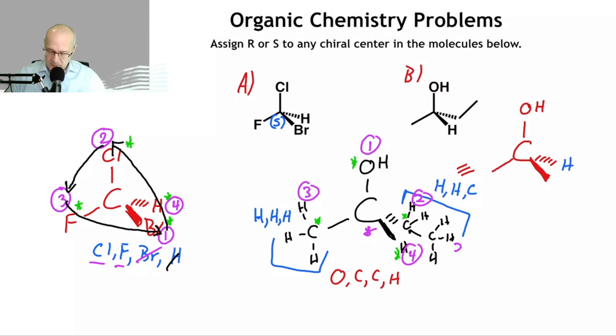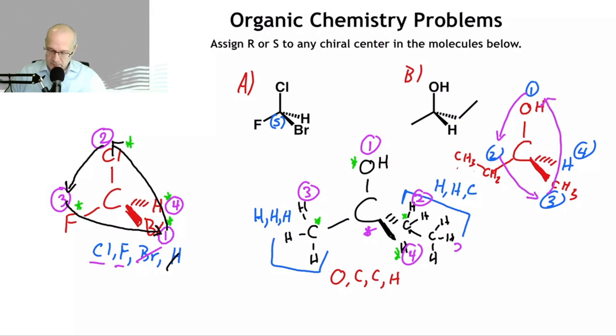And let me make some room for myself here. And CH3. Again, let's write in our priorities. 4, 1, 2, and 3. 1 to 2, 2 to 3, and back to 1. 1, 2, 3, back to 1. This is going in a counterclockwise direction, so that is also S. All right? And that's how you do it.